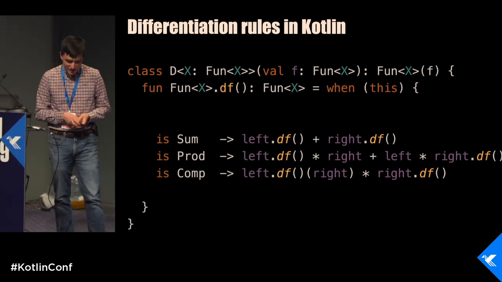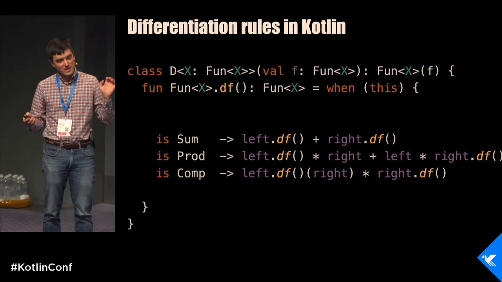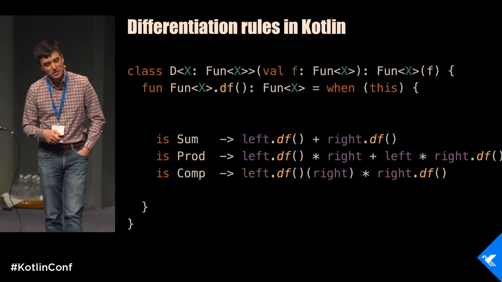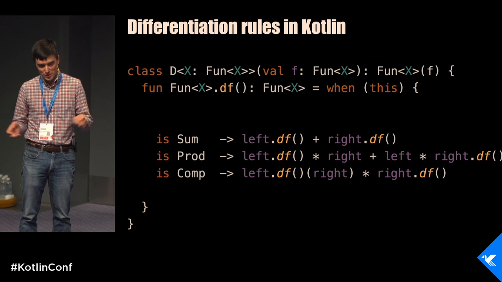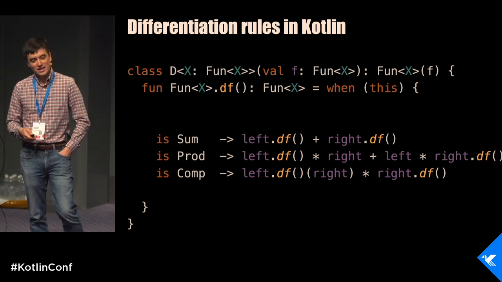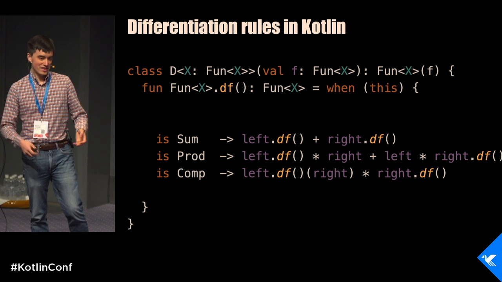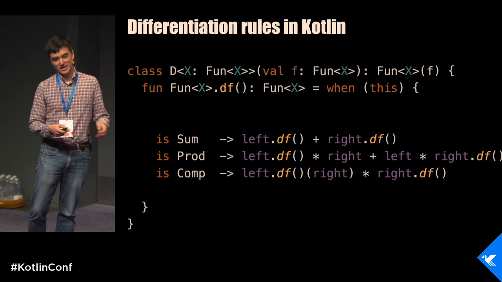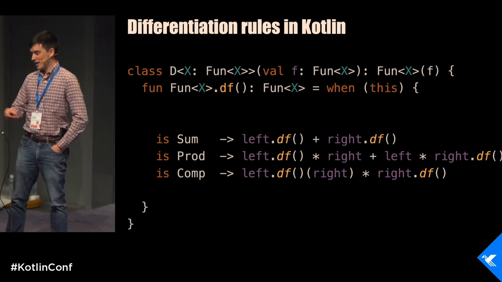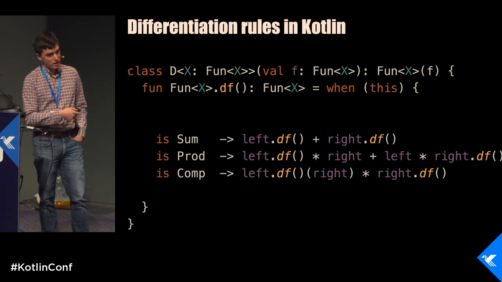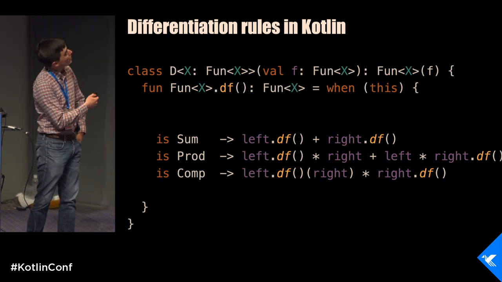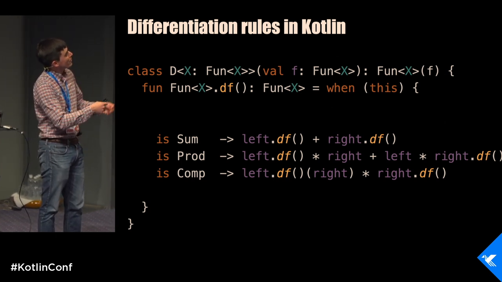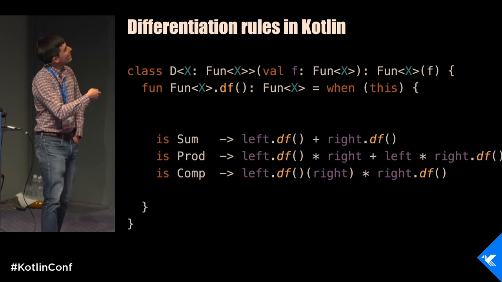So let's see. Just for scalar functions, let's consider this as our boilerplate. We have the sum, product, and composition rules, and we have this data structure. We can call it a D or whatever you'd like. It takes a function and applies the derivative depending on the type of the function. If it's a sum, we have these left and right, and similarly the product.